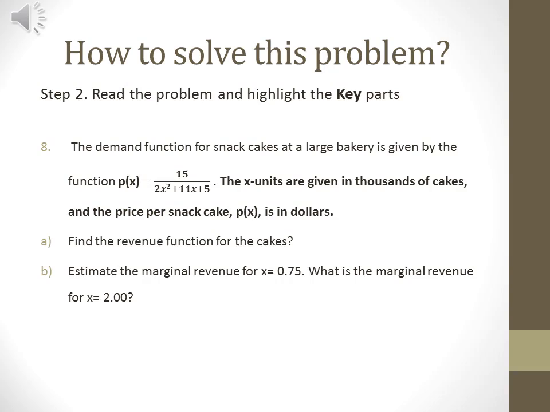And I also have highlighted the x units are given in thousands of cakes, and the price per snack, p of x, is in dollars. So this tells us what represents what, and what units we are talking about, and the scale of our graph, and the scale of how much revenue can possibly be made or lost.